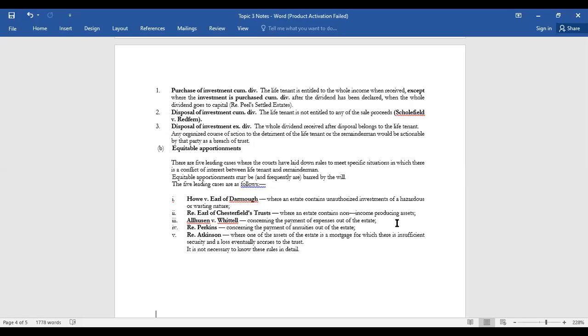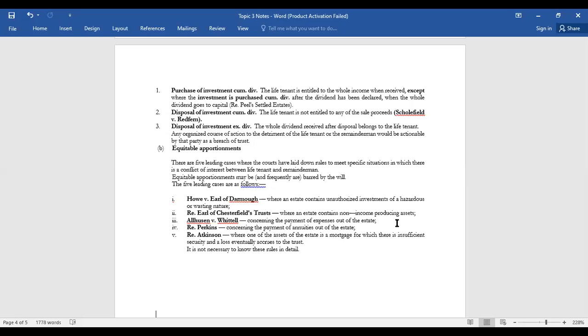So any organized course of action to the detriment of the life tenant or the remainder man would be actionable by the party as a breach of trust, which is of course true. Now if it is an ex-dividend, it can only belong to the other party. And then we have the equitable apportionments.